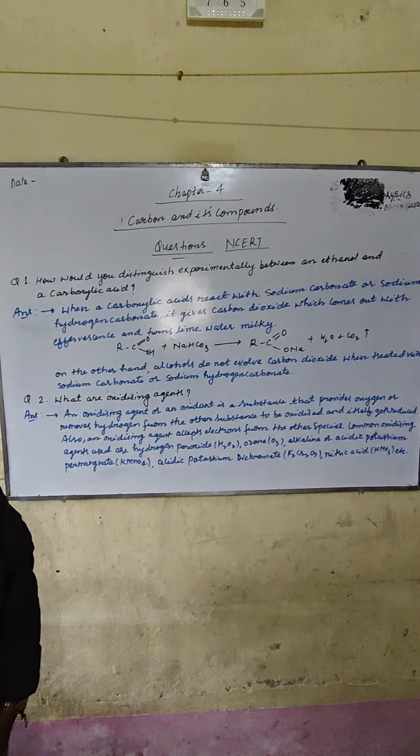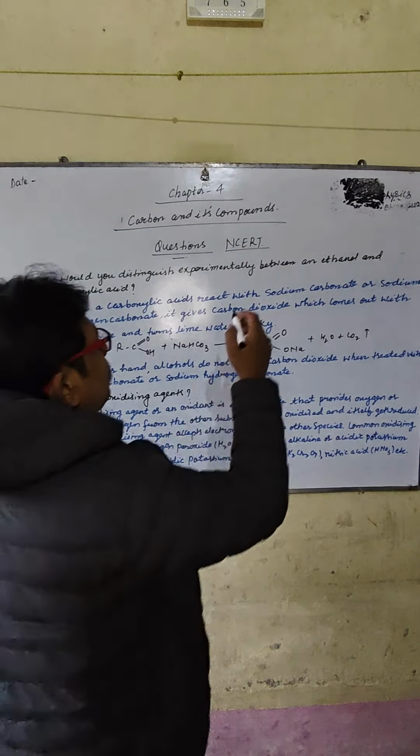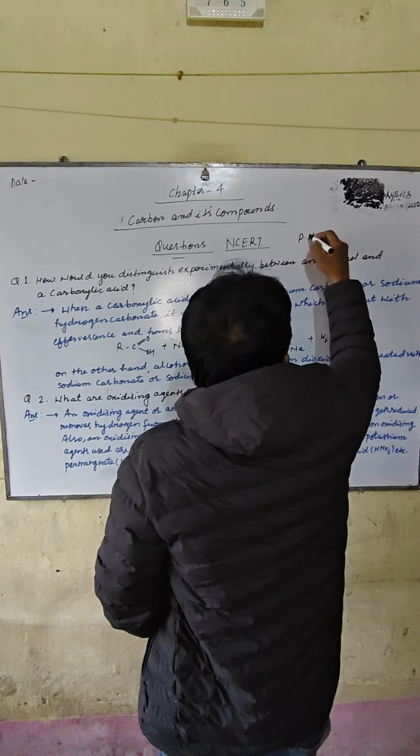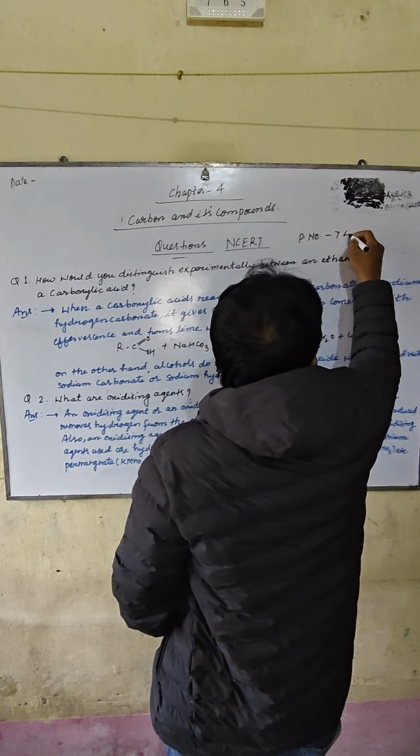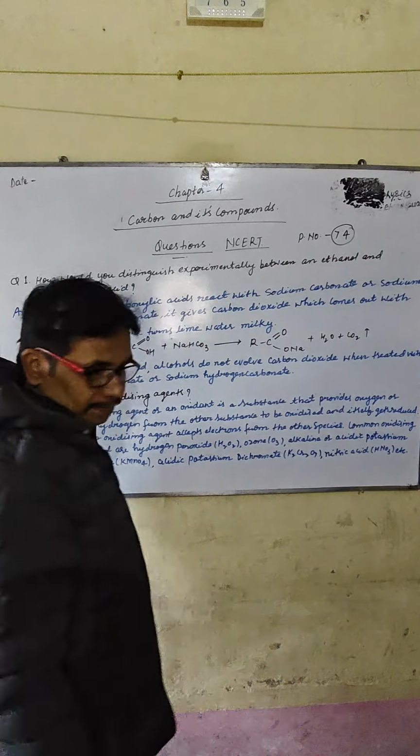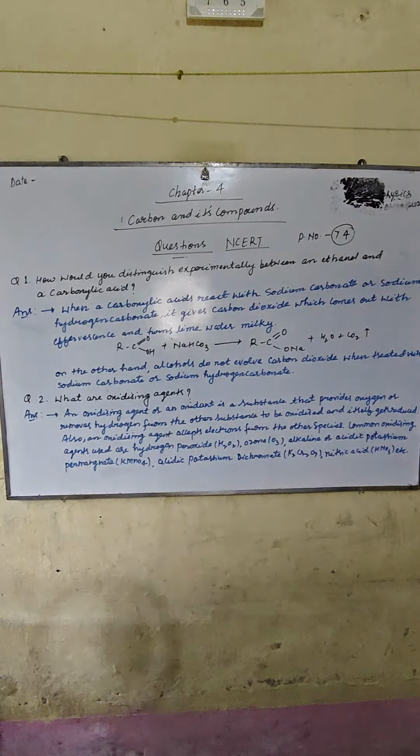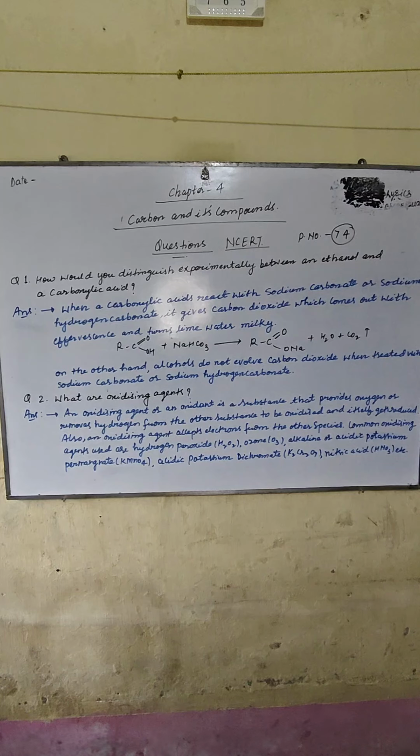Today I come with the questions of NCERT of page number 74. Page number 74 is the questions of NCERT after the topic of carbon and its compounds. Lots of topics are there, lots of things are there: oxidation, reduction, conversion of ethanol to ethanoic acid. After page number 71, we also discussed page number 71.